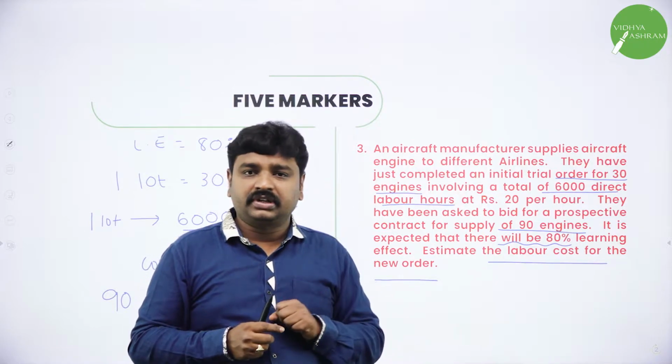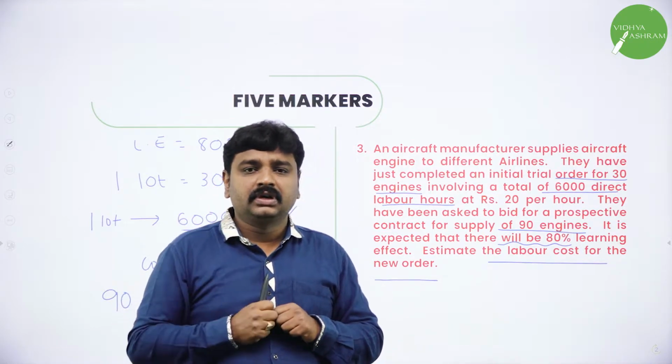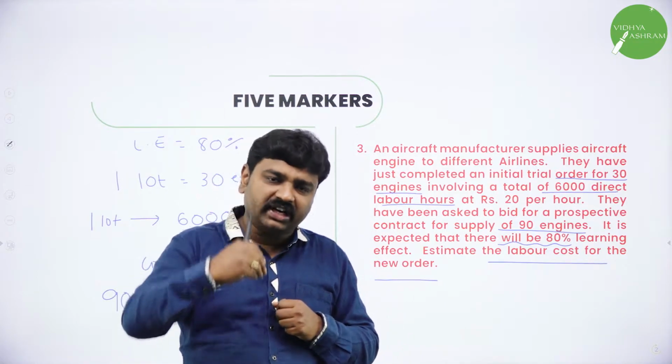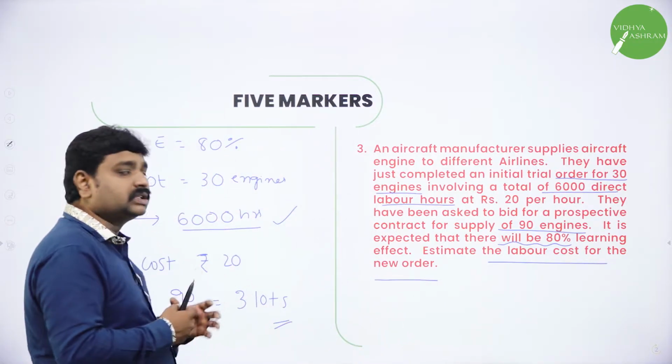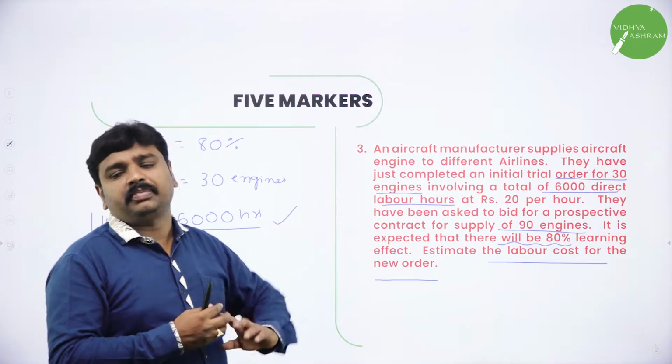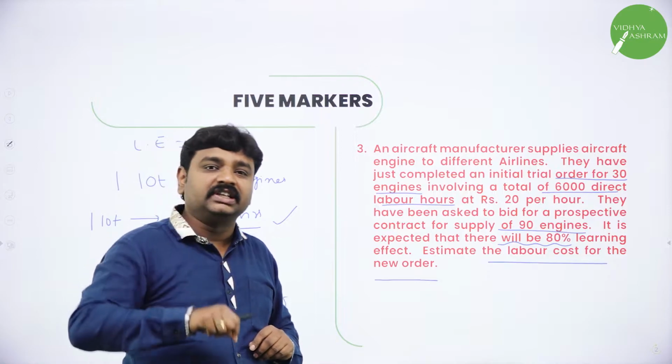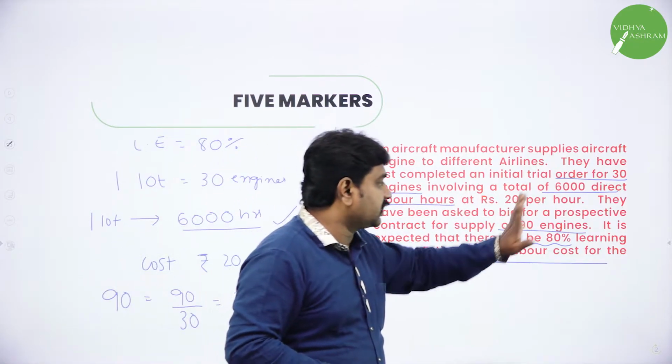30 engines they give, we call it as one lot. And they want 90 engines. 90 engines becomes what? 3 lots. 90 divided by 30 if you do, you'll get 3 lots. And learning effect they give 80%. And what else is given? 6,000 hours they'll take for 30 engines. Means what? For first lot they are taking this much.